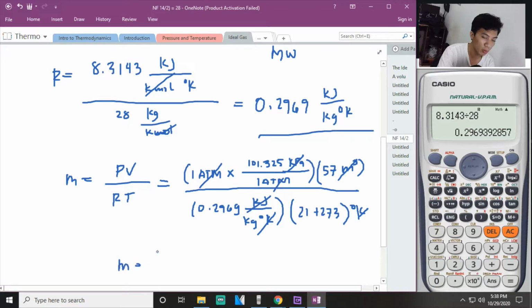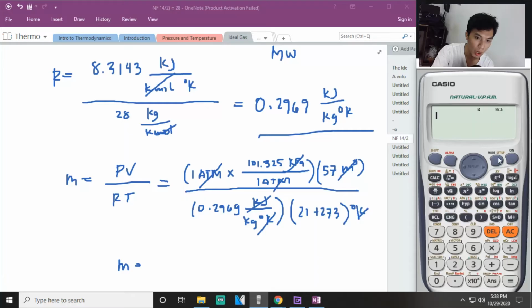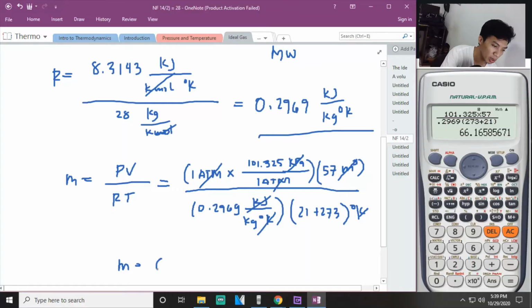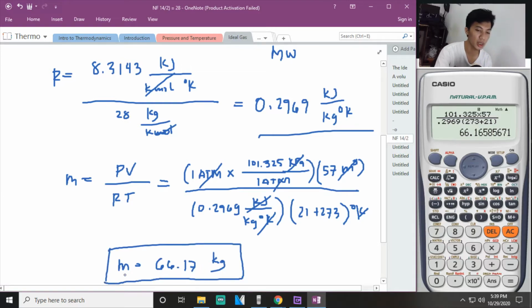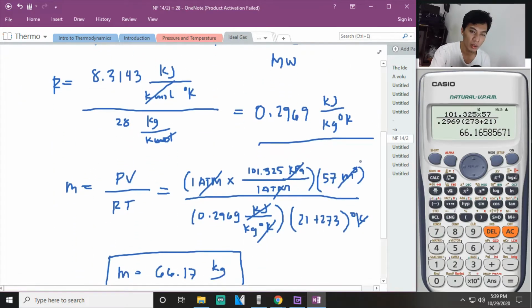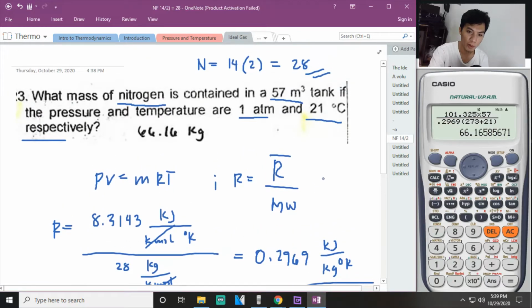So, M will be equal to 101.325 times 57 divided by 0.2969 times 21 plus 273, I think 294. The answer is 66.17 kilograms of nitrogen. That is the mass. Tingnan natin kung tama. Ayun. Okay? So, that is for number 3.